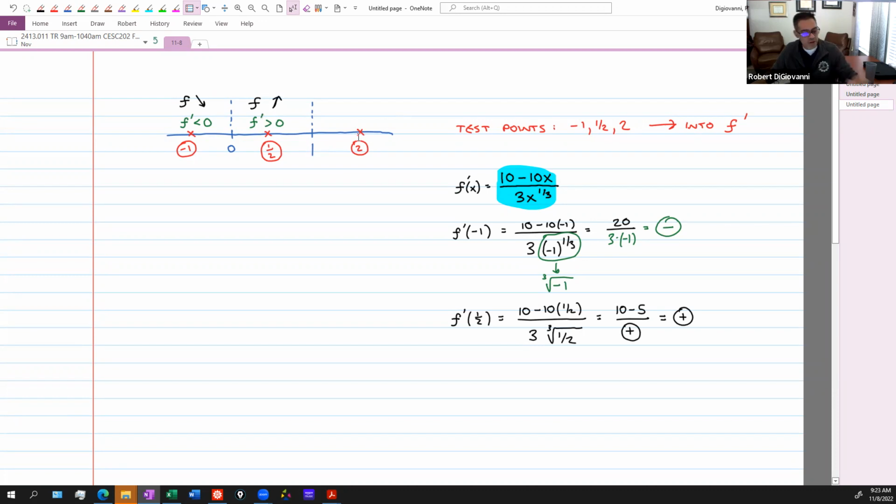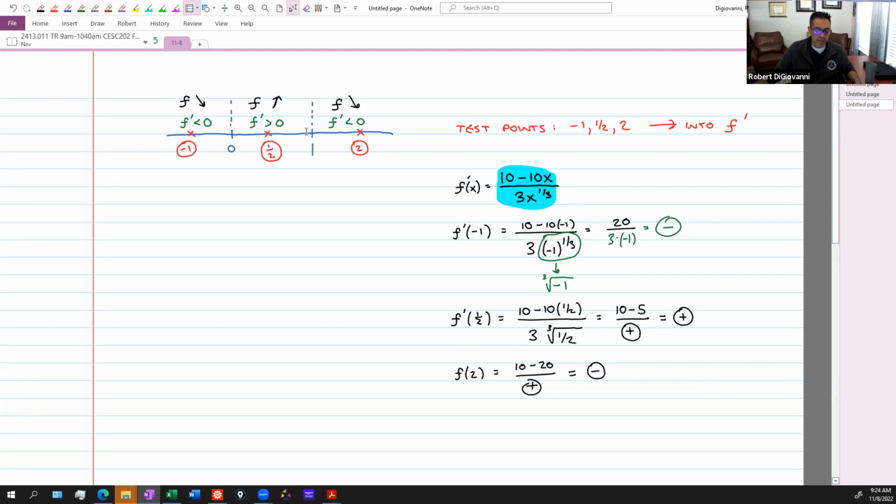All right, now let's plug in 2. What happens when we plug in 2? Well, we got 10, take away 20 over a positive number again. I'm moving a little faster there. Right, when I plug in 2 here, on top I get 20, 10 minus 20, that's -10. On the bottom, again, it doesn't matter. I'm taking the cube root of 2, which is some positive number, times 3 is still positive. So I wind up getting a negative over a positive, which is negative. And that tells me here that my derivative is negative, which means my original function is now going down.